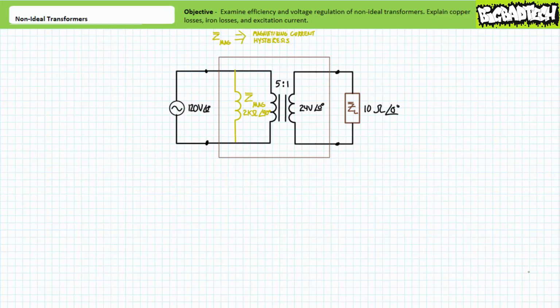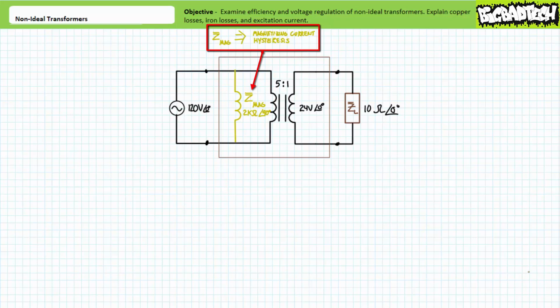Perhaps the simplest model we can employ is to imagine an ideal 5-to-1 transformer, only this time including a large inductor, Z-mag, in parallel with the primary. The large inductor Z-mag is meant to account for both magnetizing current and hysteresis associated with non-ideal transformers. More accurate models might account for these two non-ideal properties separately. However, let's lump them together in a single inductor for the sake of simplicity.